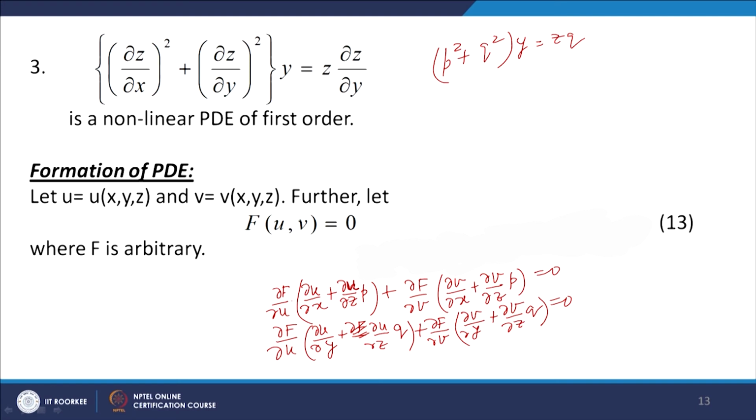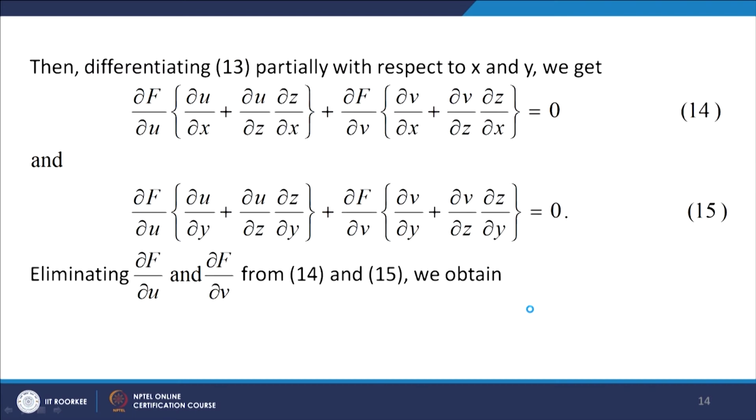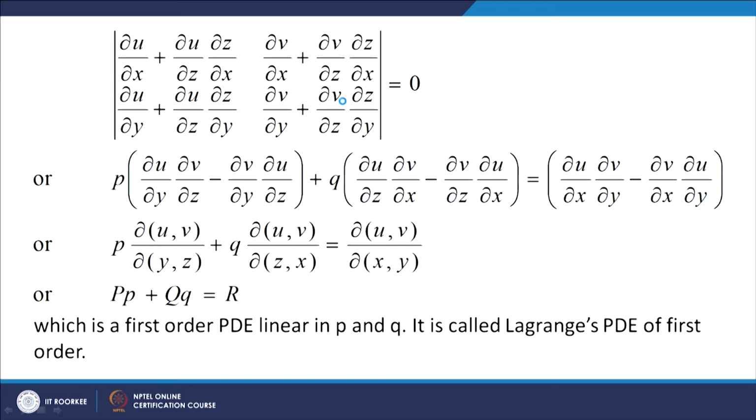Similarly, when we differentiate this equation with respect to y, we get f_u into u_y plus u_z into q plus f_v into v_y plus v_z into q equal to 0. So, we get these two equations, and when we eliminate f_u and f_v, the arbitrary derivatives of the arbitrary function f with respect to u and v as we had discussed earlier, this will give you the following.